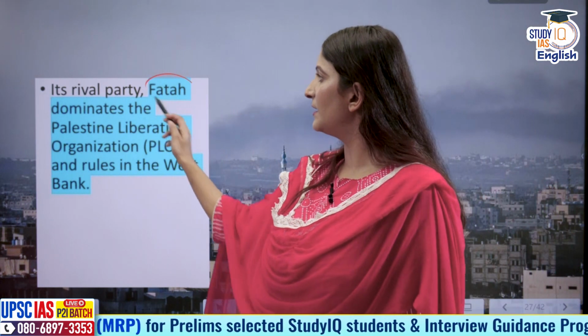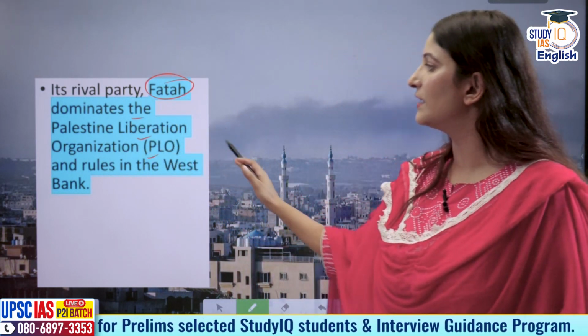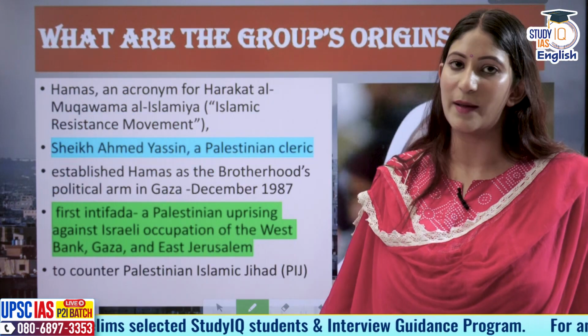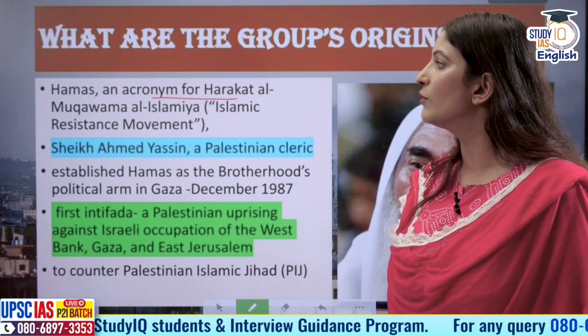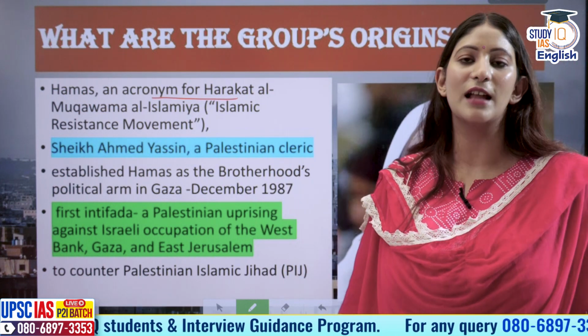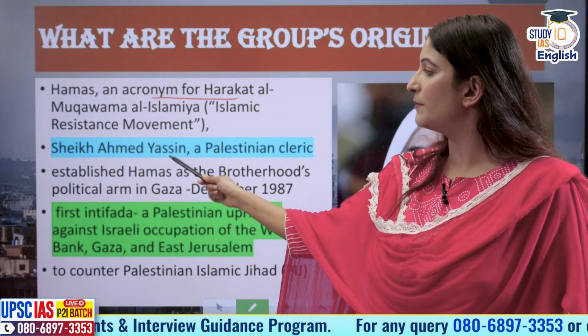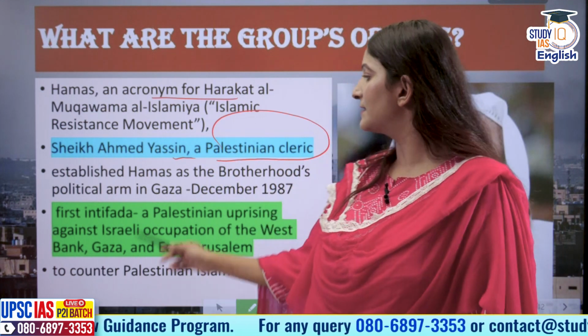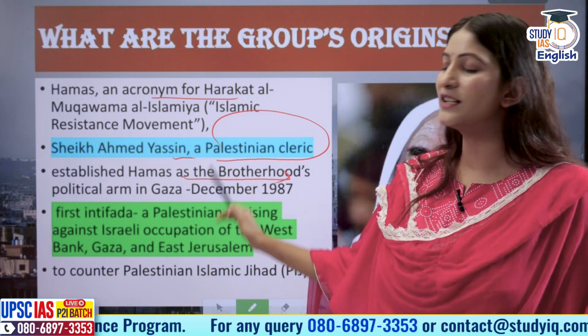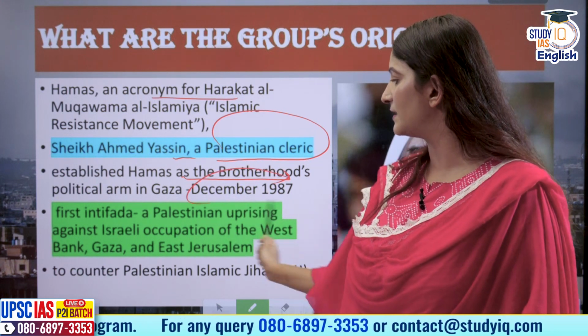Its rival party, Fatah, dominates the Palestine Liberation Organization and rules in the West Bank that I have already told you. Hamas is actually an acronym for Harakat al-Muqawama al-Islamiyya, which is the Islamic Resistance Movement. It was established by Sheikh Ahmed Yassin, who was a Palestinian cleric. He established Hamas as the Muslim Brotherhood's political arm in Gaza in December 1987.